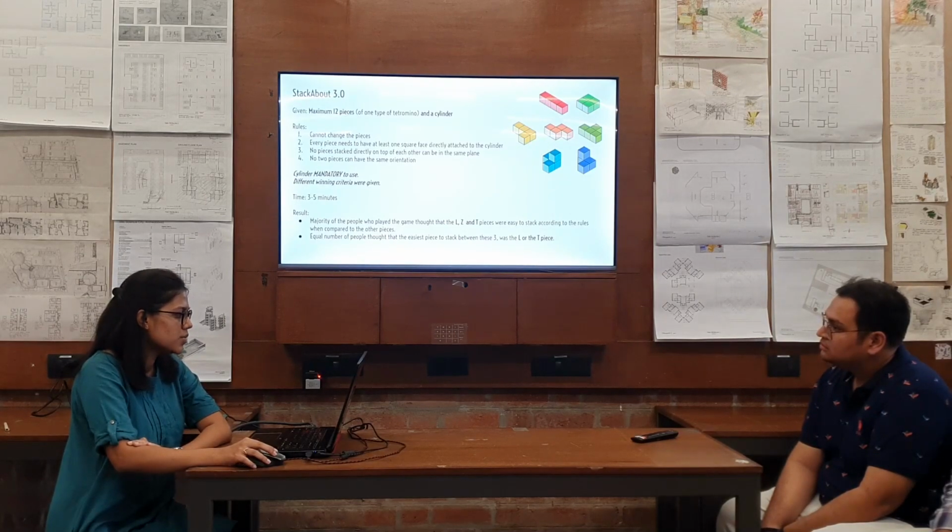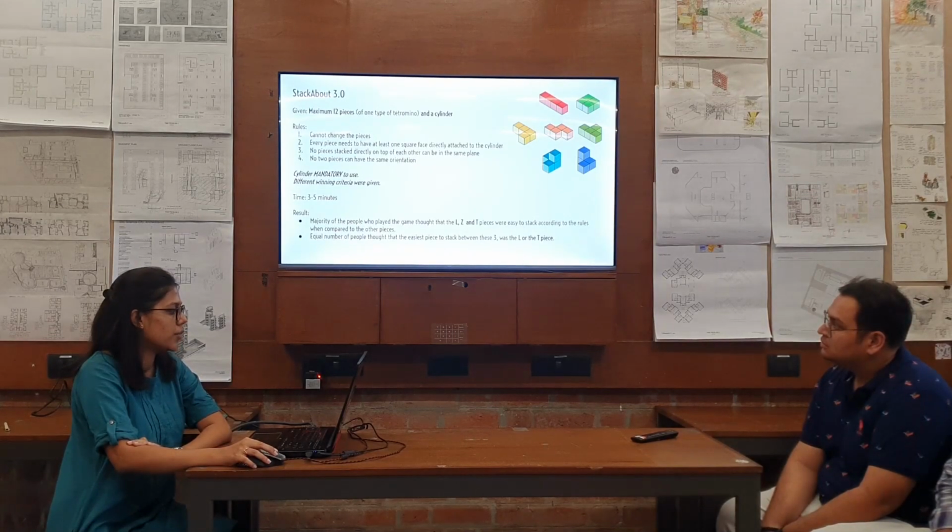The result was that the majority of the people who played the game thought that the L, Z and T pieces were easiest when compared to other pieces, and an equal number of people thought that the easiest piece to stack between these three was the L or the T piece.